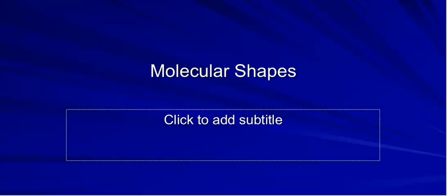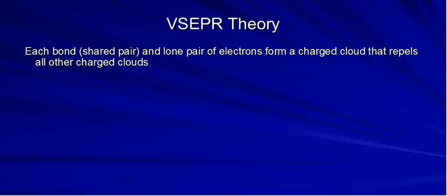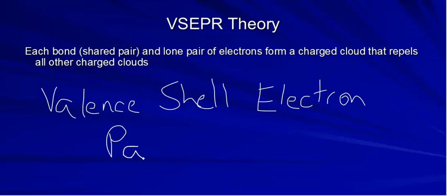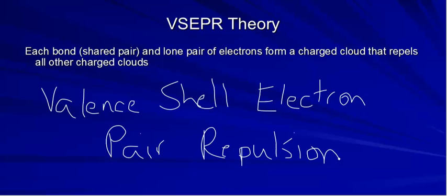Now we're going to take a look at molecular shapes, that is the shapes molecules take on in a three-dimensional space. And we're going to follow VSEPR theory, which is an acronym, and here's what it stands for: valence shell electron pair repulsion. And what this means is that valence shell electrons repel each other, and so therefore they want to take up as much space as possible. So that's what we're going to follow when we do these molecular shapes.